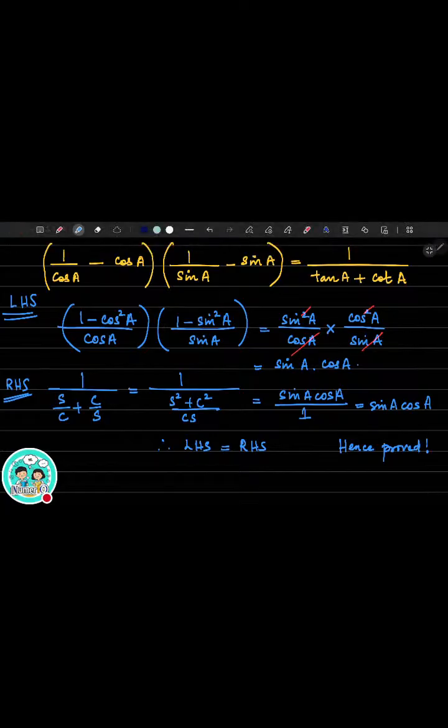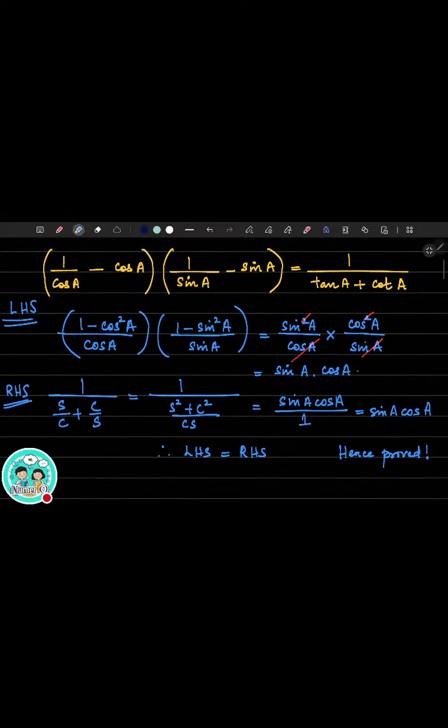So this is how you do it. A good 3-mark question again. Let me know if you understood and if you have any questions.